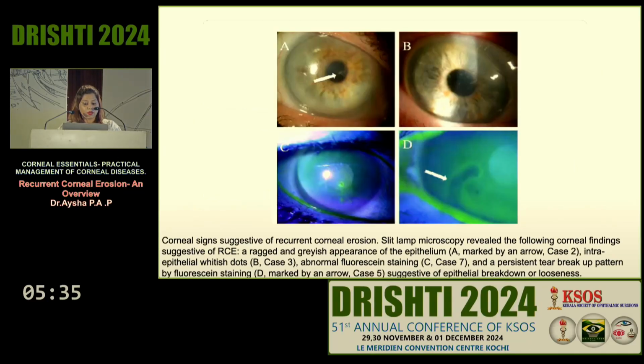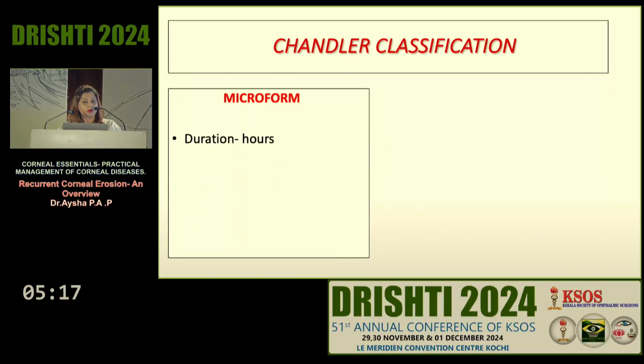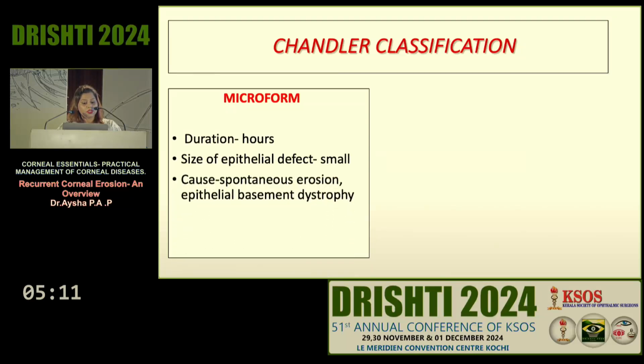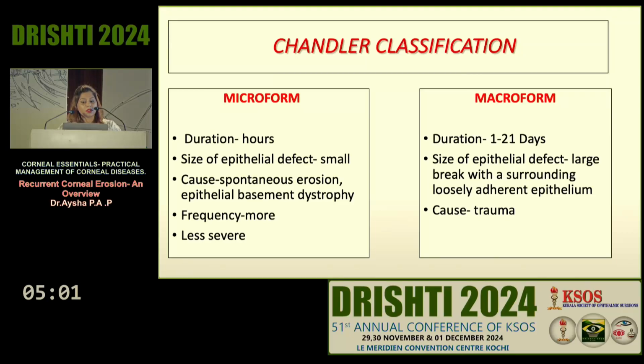In the first picture you can see the ragged and grayish appearance of the epithelium, and in the second picture intraepithelial whitish dots. If you use fluorescein stain, you can see either pooling of the stain or a large epithelial breakdown. Chandler has classified recurrent corneal erosion into two forms. One is the microform, where symptoms persist only for hours and the size of the epithelial defect is small, which may cause spontaneous erosion or epithelial basement membrane dystrophy, and the frequency is more compared to the other, but the severity is less. Whereas in the macroform, the signs and symptoms last for 1 to 21 days.